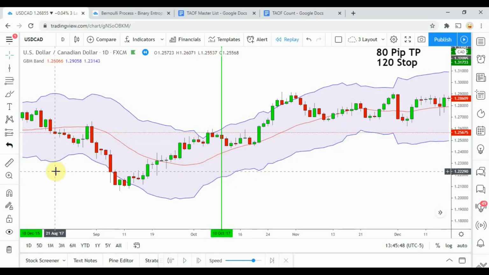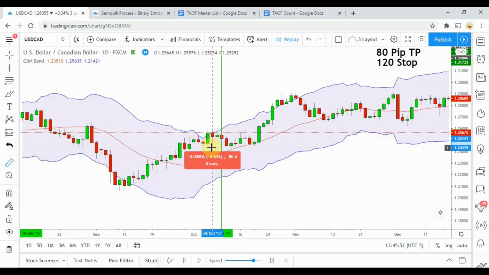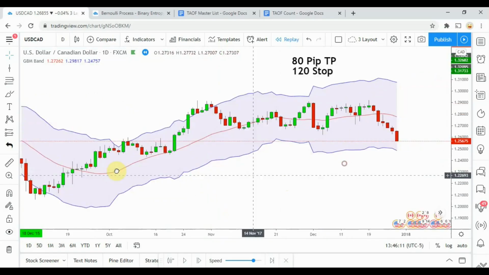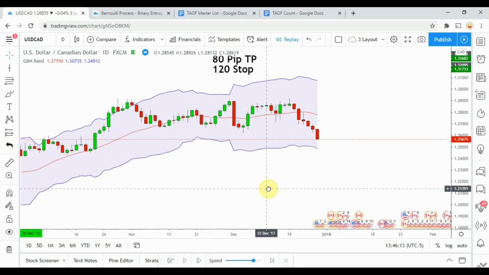And then we would again ride it out like normal. We get 80 pips to the downside, just barely, and we get almost no movement up towards our stop. Actually, yes, this would be a short. So when it touches the upper, we're looking for shorts. When it touches the lower, we're looking for longs. In this case, we would have gotten to first take profit again.